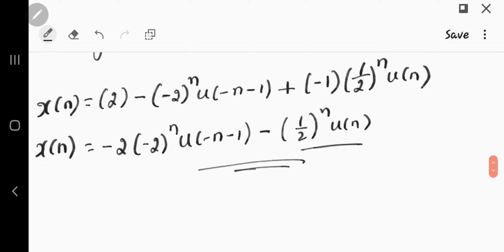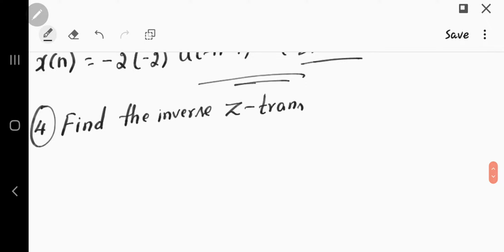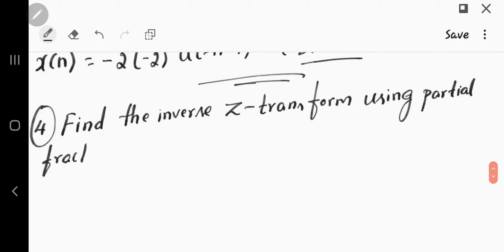Moving on to the next one. Here we have a different kind of problem. So that is given by: find the inverse Z transform using partial fraction expansion method.